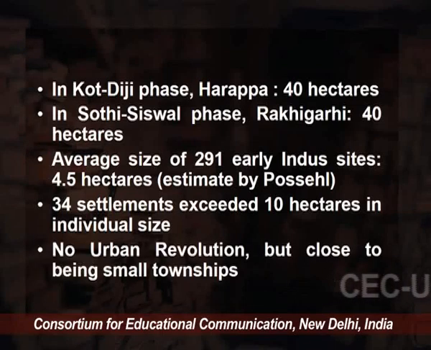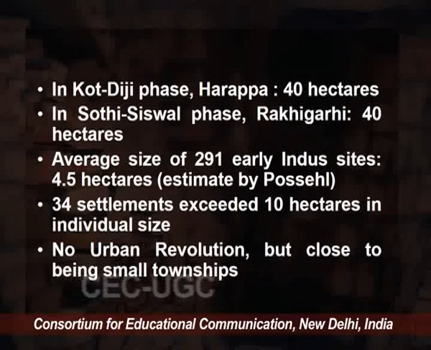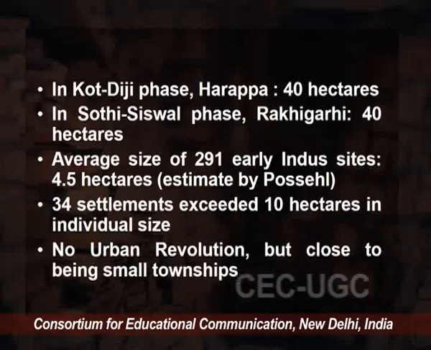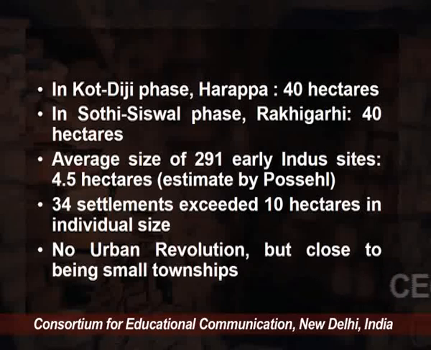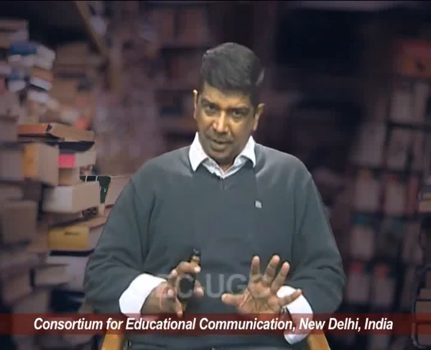There is no urban revolution as such, but these sites could be considered coming close to being small townships, because they are using mud bricks. Some of them are using fired mud bricks. Settlement sizes are very heterogeneous. Some are more than 10 hectares, and some of them are grand sites, Rakhi Garhi and Harappa, even in the pre-Indus phase, are exceptionally large Neolithic sites. So they cannot be said to be urban sites, but they come very close to it.